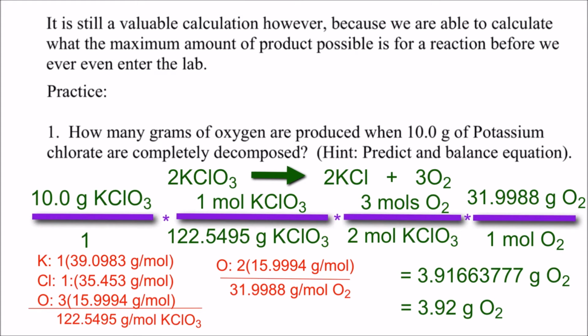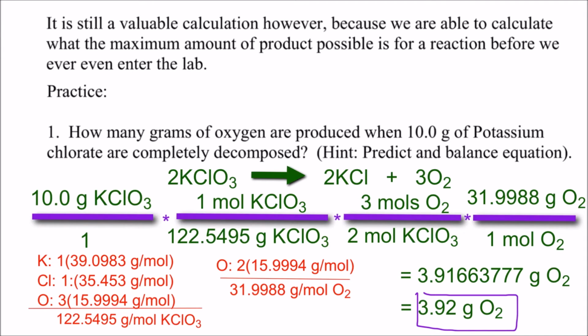Okay, so here we've converted from moles of oxygen to grams, and then we've multiplied across the top, divided along the bottom, and this is how many grams of oxygen we come up with. Of course, our given only has 3 sig figs, which means our final answer can only have 3 sig figs. So we come up with 3.92 grams of oxygen as our answer.